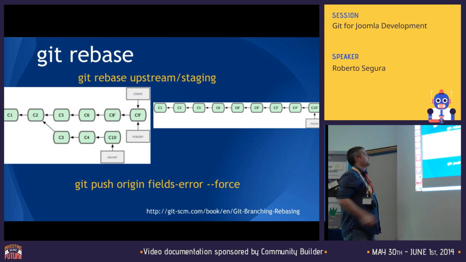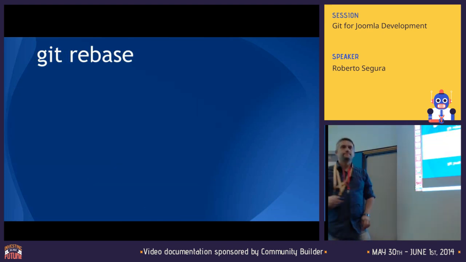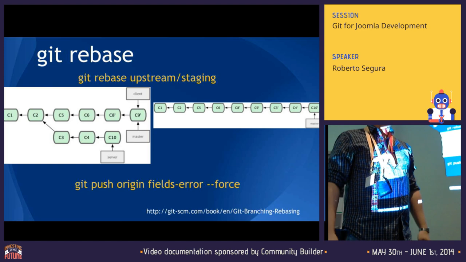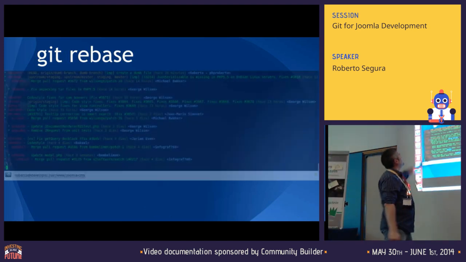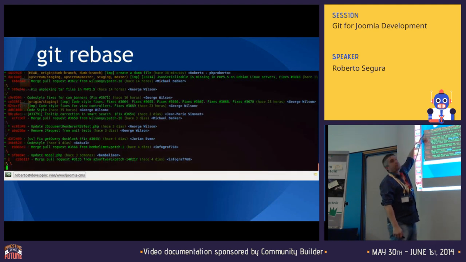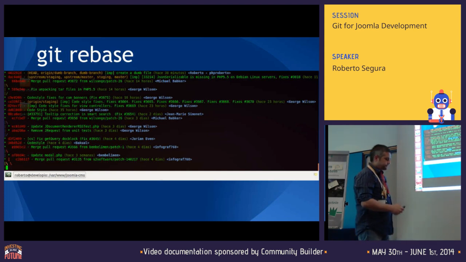For rebasing, there is also a lot to talk about. This is the specific URL for the book. Merging is like this, I'm going to try to show it. This is a merge. You can see that this is a split, a fork, and then it returns because it was merged here. If you do a rebase, it will be shown like this. So this will be removed and it will be a linear history. That is something cool to have, easier to track.